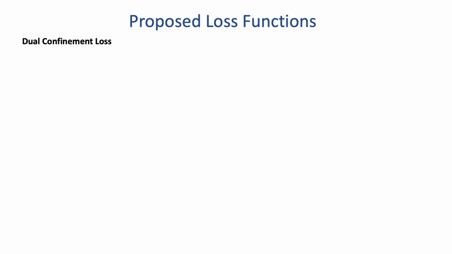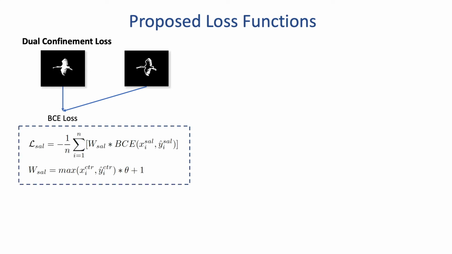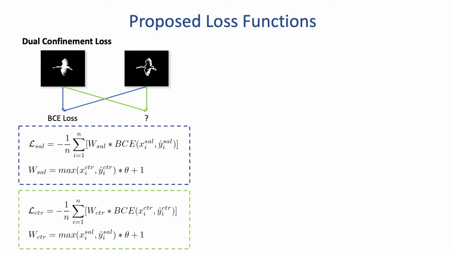Firstly, we developed a dual confinement loss for better contour and saliency predictions. It is prevalent to using contour predictions as the weight map of BCE loss to confine saliency predictions. However, since contour and saliency information are highly correlated, similar to the contour loss, we also want to use saliency prediction to confine contour predictions. And thus, our dual confinement loss consists of losses from both contour and saliency.